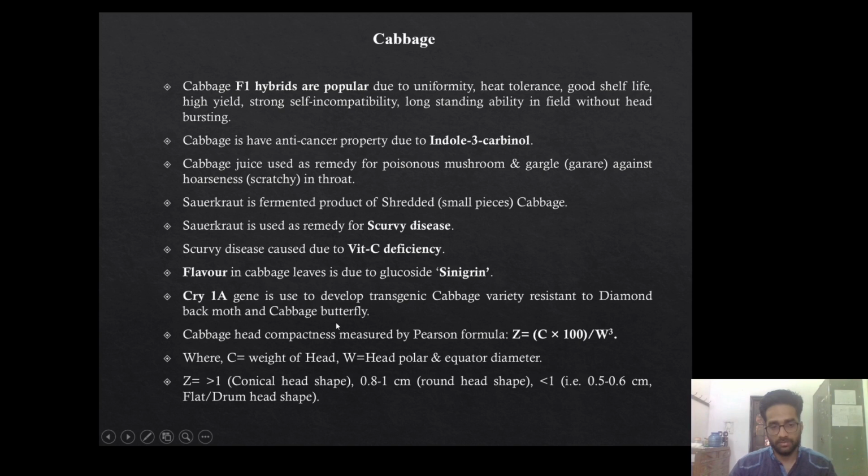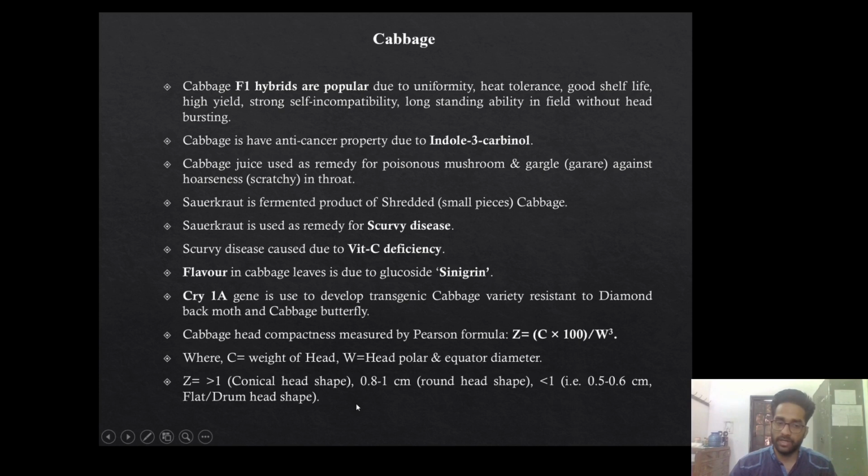Cabbage head compactness is measured by Pearson formula, which is Z equal to C into 100 by W cubed, where C is the weight of the head of cabbage and W is the head polar and equatorial diameter. If Z is more than 1, then the cabbage head shape is conical. When the value of Z is 0.8 to 1, it is round head shape. And when the value of Z is around 0.5 to 0.6, it is a flat or drum head shape.